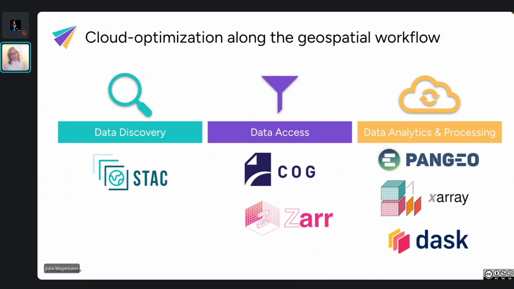And then under data access, as I said already, we had a question: what are actually the data formats that help you to efficiently access the data? Specifically for raster data, there are two data formats: Cloud Optimized GeoTIFF, abbreviated as COG, and also Zarr.